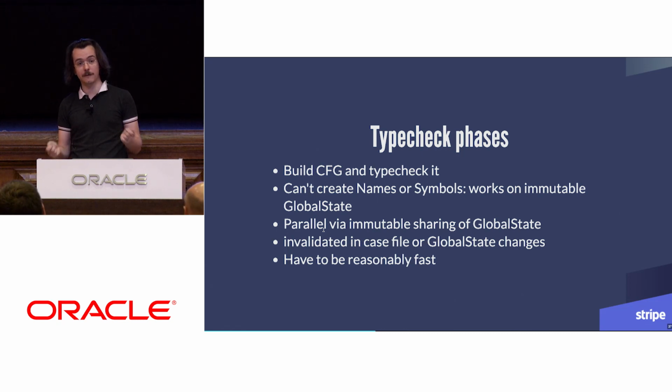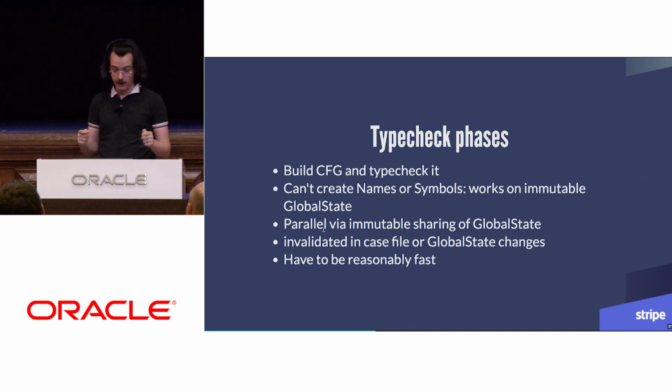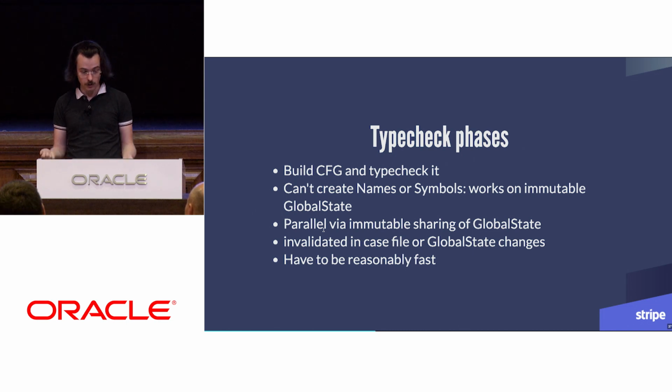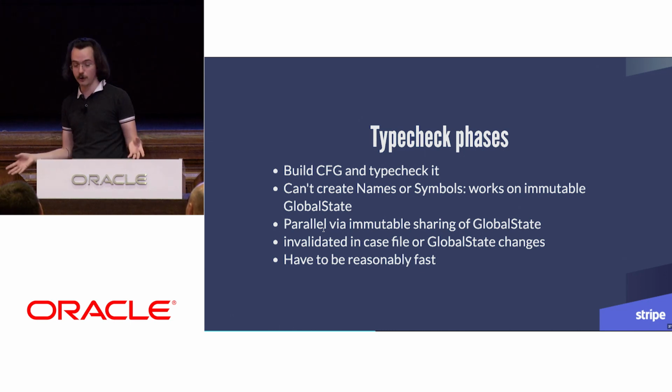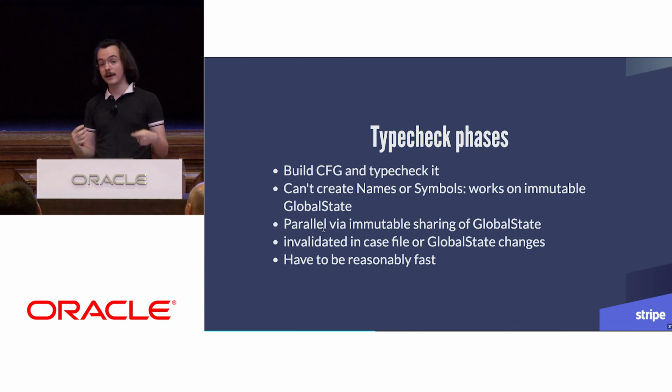They work on a frozen global state that can no longer be modified, and thus they cannot create new names or symbols. They work in an immutable global state, which means it can be easily parallelized. While previously we had share nothing, here we have share everything, but you don't get to update it. Here, it's actually very important to do this because at this point, global state is gigabytes. Being able to copy global state is possible, but it's going to be very slow.